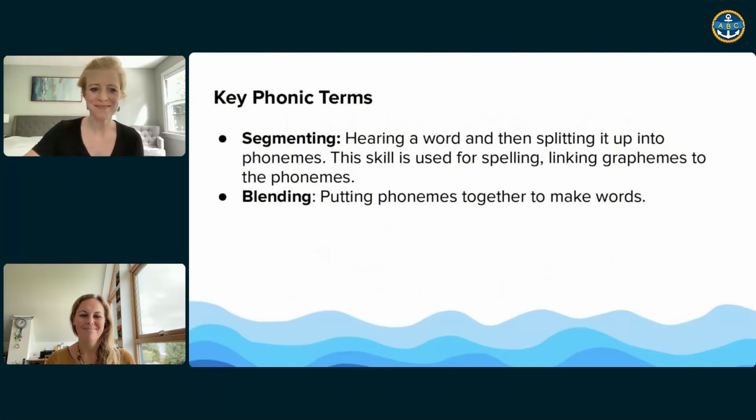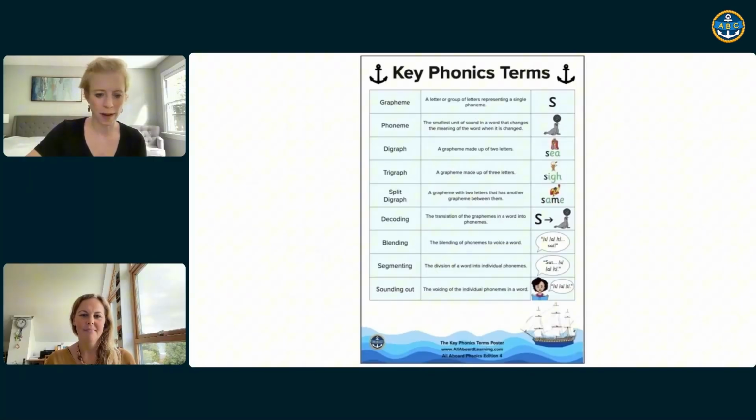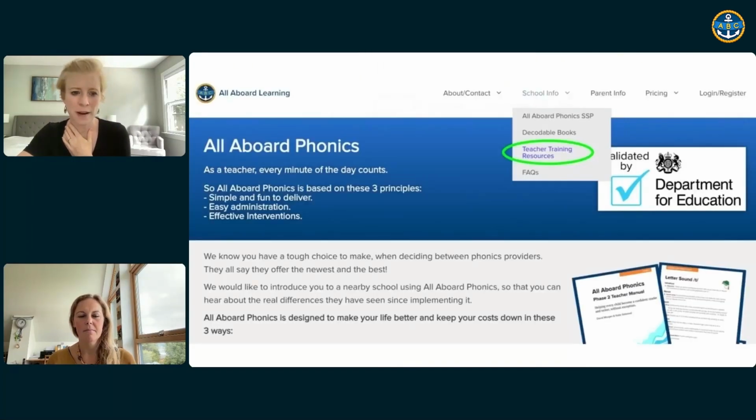Bed. That leads me to our first useful phonics resource from All Aboard. This little poster here is included in the classroom pack sets, and it's a nice cheat sheet for parents or anyone substituting in your class. Just stick it up on the wall. We also have a handy phonics jargon series in our training zone on the website. We'll share with you in the session notes for you to bookmark. Just head to school info, teacher training resources.